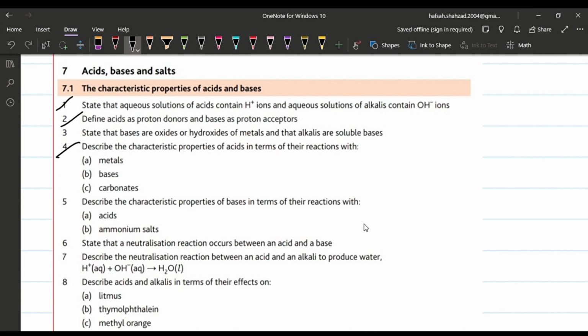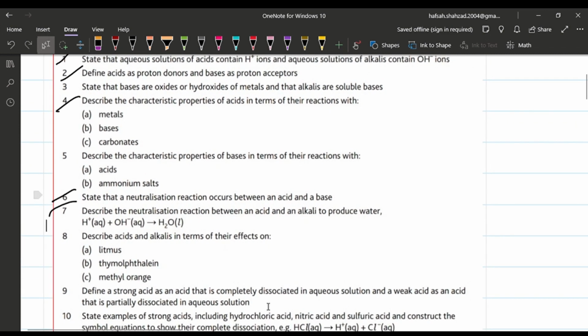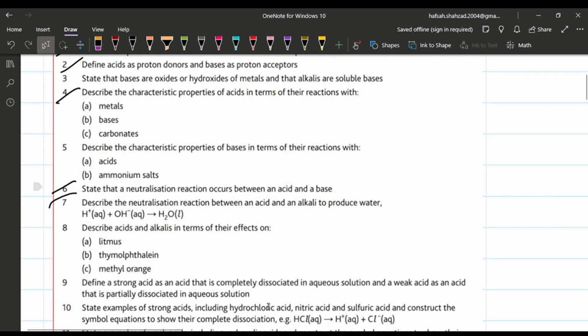We talked about 4, the reactions of acid. 5, we will have to deal with when we'll be discussing bases. 6 states neutralization, which means acid and base. We did this. 7 as well. Then describe acids and alkalis in terms of their effects on litmus. Indicators we'll be talking about in the end, after we're done talking about bases.